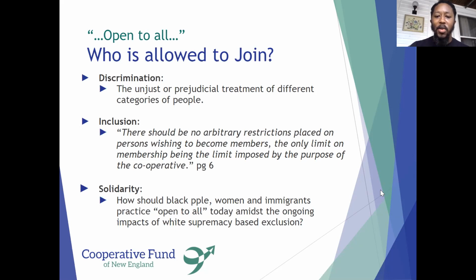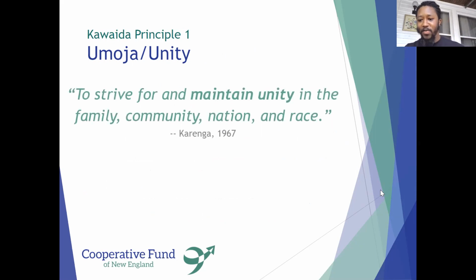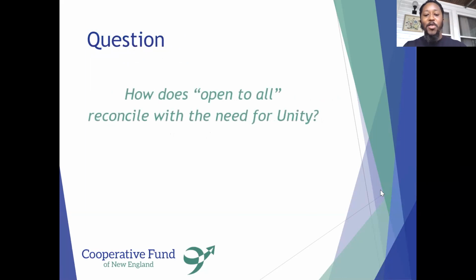And so before we engage that question, I'd like to contrast principle 1, voluntary and open membership, with the Kawaida principle, which is the basis for Kwanzaa, the holiday: Umoja, or unity, right? They created that principle for a reason, in contrast to this principle, which is pretty interesting. It's to strive for and maintain unity in the family, community, nation, and race. So there's a need for this principle, there's a need for that principle. And so my question is, how does open to all reconcile with the need for unity, right? That's not something we're going to solve today, but I think it's a really important question.